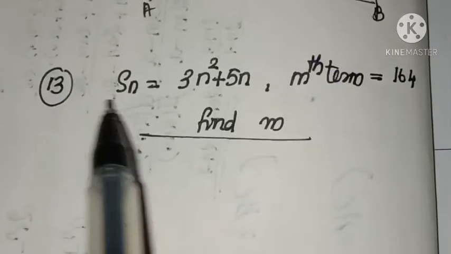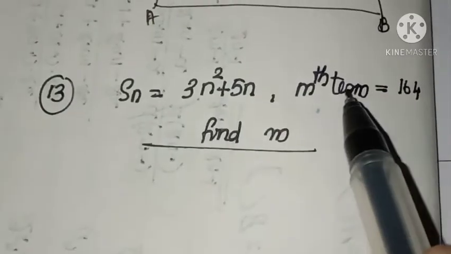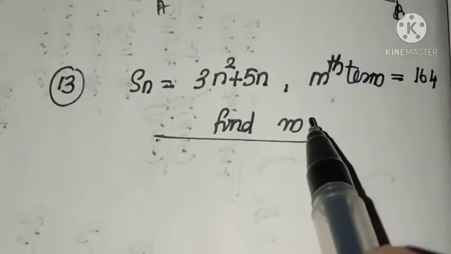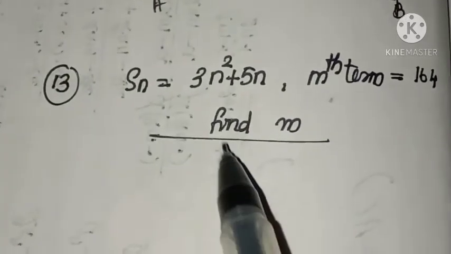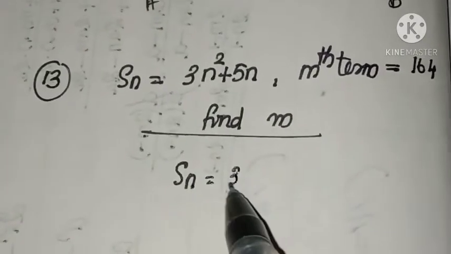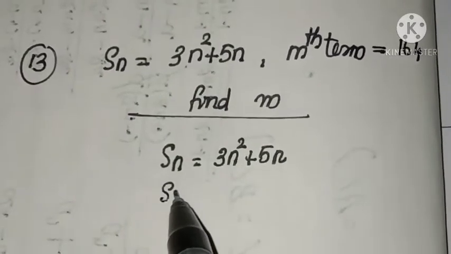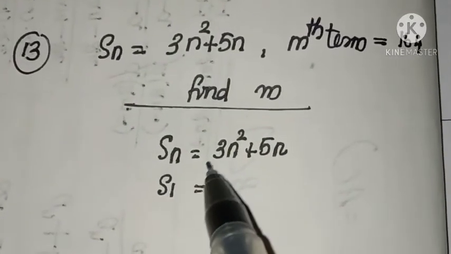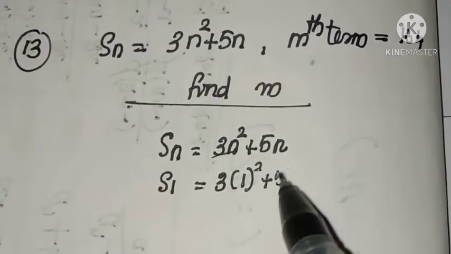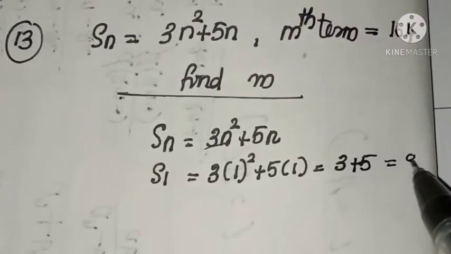Question number 13. S_n is equal to 3n² + 5n. The mth term is given. The mth term is equal to 164. Our question is, what is m? See here, S_n, the sum to n terms, is 3n² + 5n. So what is S1? Put n equal to 1 here. So 3 into 1 square plus 5 into 1, that is 3 plus 5, which is 8.